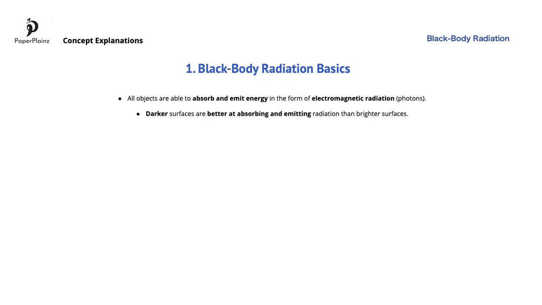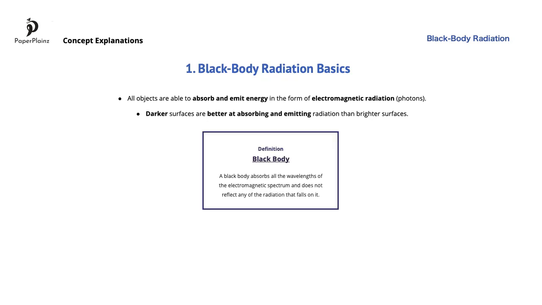In physics, we often talk about blackbody radiators, and here is how a blackbody is defined. A blackbody absorbs all the wavelengths of the electromagnetic spectrum that fall on it, and it does not reflect any of this radiation. Similarly to other concepts in physics, a blackbody is an idealization that does not exist in practice, although some objects are very close to being perfect blackbodies.